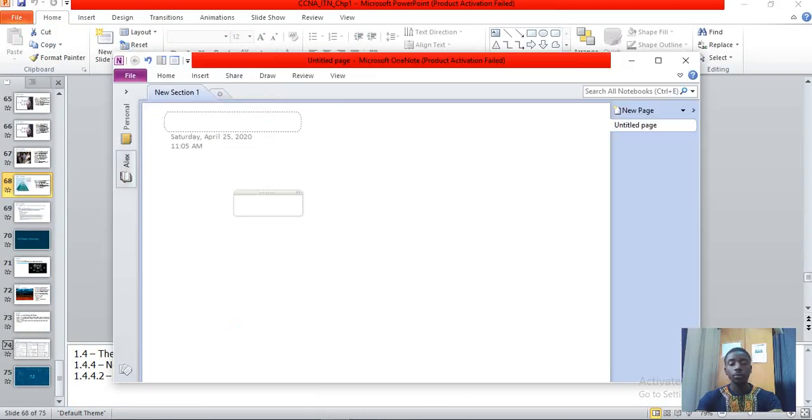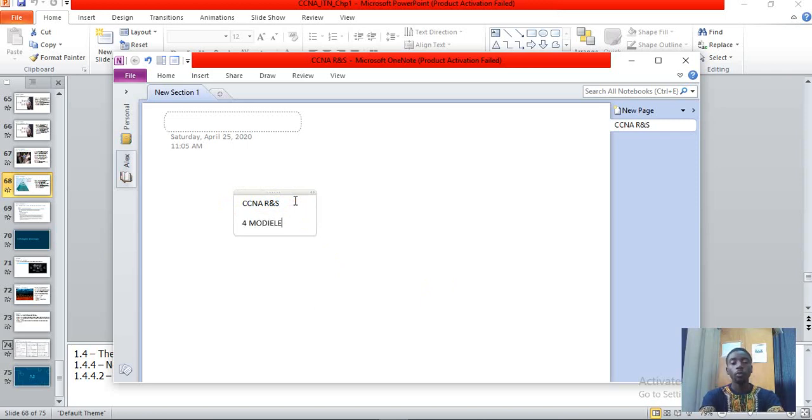So I'll take you through an introduction of the CCNA routing and switching. We call it CCNA R and S. The R stands for routing and the S stands for switching. So that is the CCNA routing and switching, and we have it in 4 different modules.